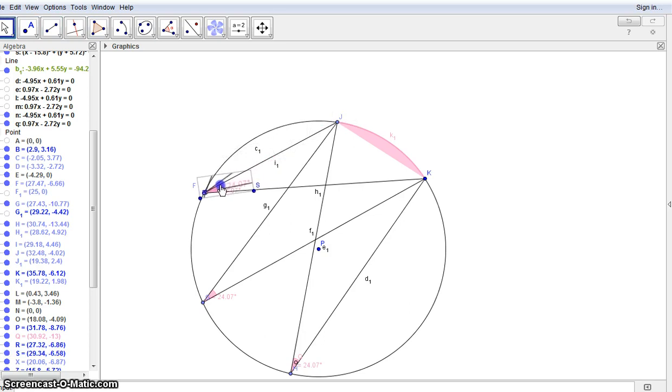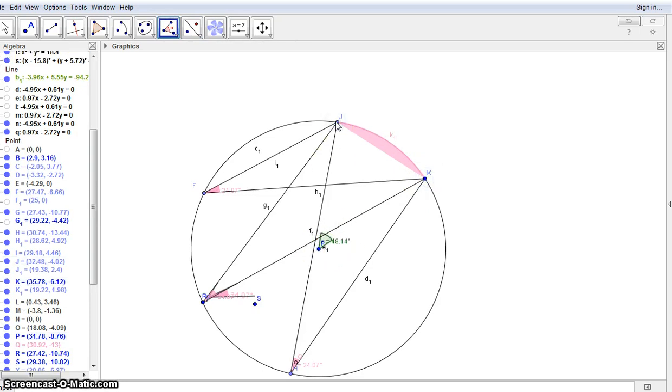So if I can capture this angle, this is just an image, and I can place it over each of these. I wonder if I can use this captured image to talk about the relationship between the inscribed angle and the central angle created at the same intercepted arc. Let's try that. So here's my central angle. Is it 24.07?